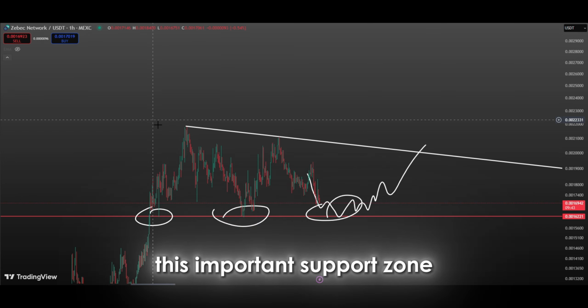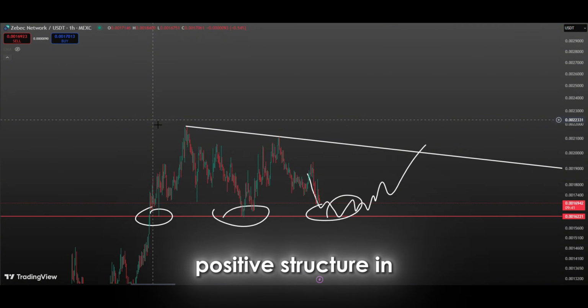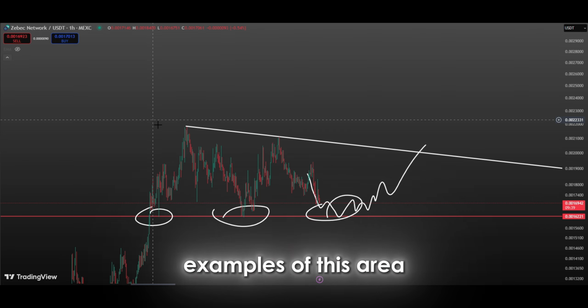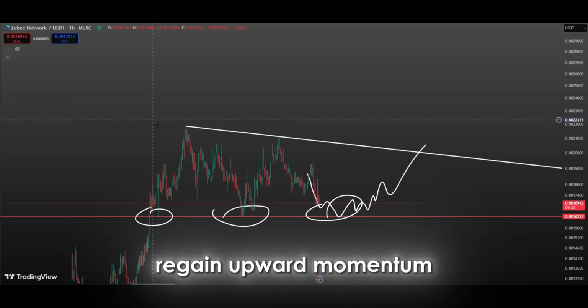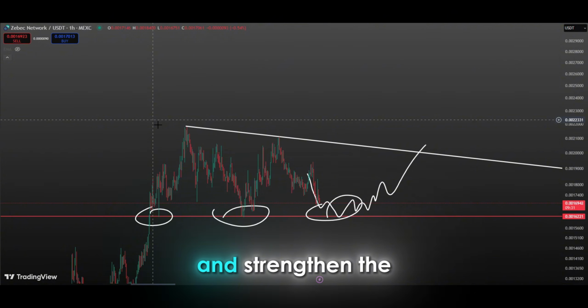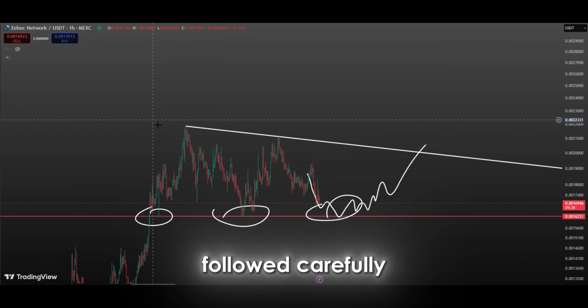As a result, this important support zone just below the price offers a very strong positive structure in terms of technical analysis. Given the past examples of this area working successfully and the current price action, it is quite likely that investors will reposition to buy if the price moves closer to it. This may allow the price to regain upward momentum from this level, target resistance levels, and strengthen the uptrend in the coming period. This structure on the chart stands out as an opportunity zone that should be followed carefully.